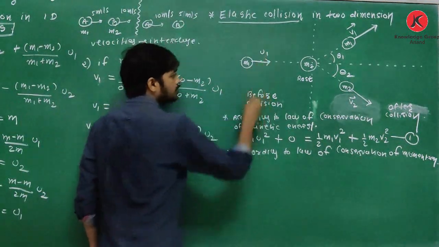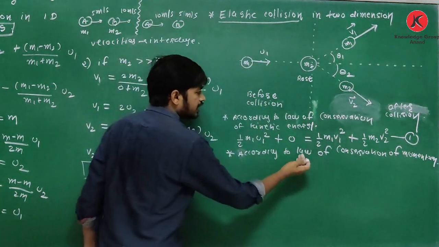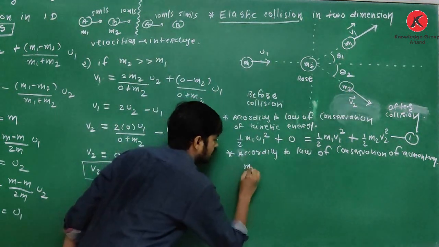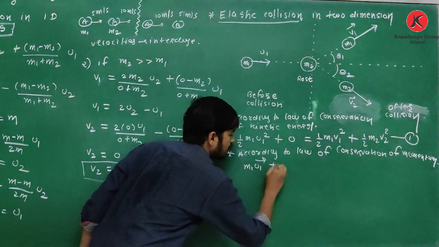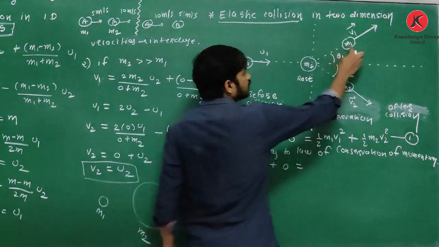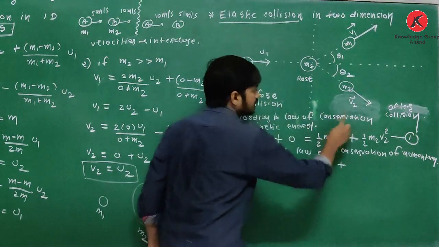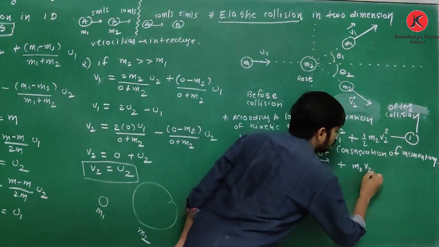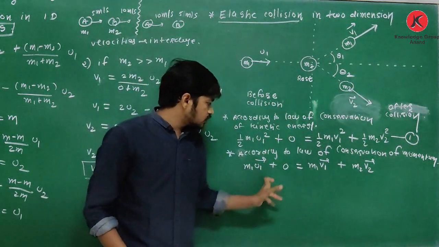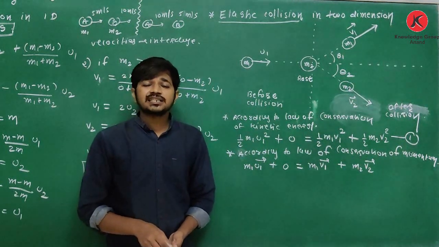Momentum is a vector quantity, so how to write it? Total initial momentum, before collision, is m1 u1 plus, as the second object is at rest, its momentum is 0. This is equal to m1 v1, as this object moves with velocity v1, plus m2 v2, as this object moves with velocity v2. First of all, it is a vector relation. Now, I will take their components.